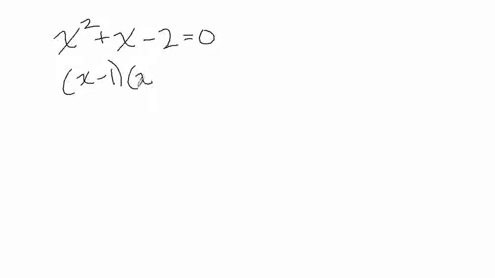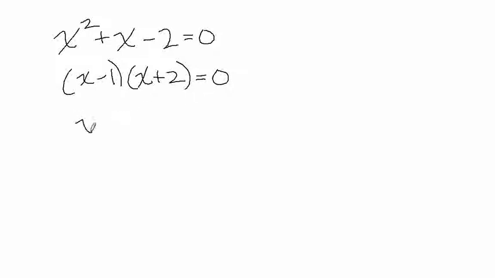Suppose we wanted to solve this equation, x squared plus x minus 2 equals 0. I would first suggest factoring the left side. So (x minus 1)(x plus 2) equals 0. Now remember what we were discussing a minute ago. You can only have a product equal 0 if one or both of the pieces are 0.